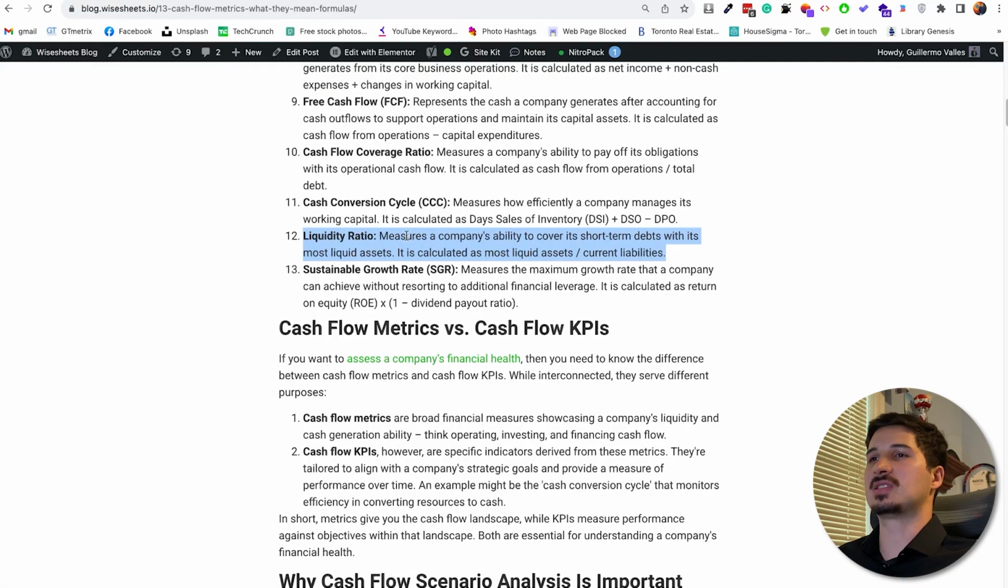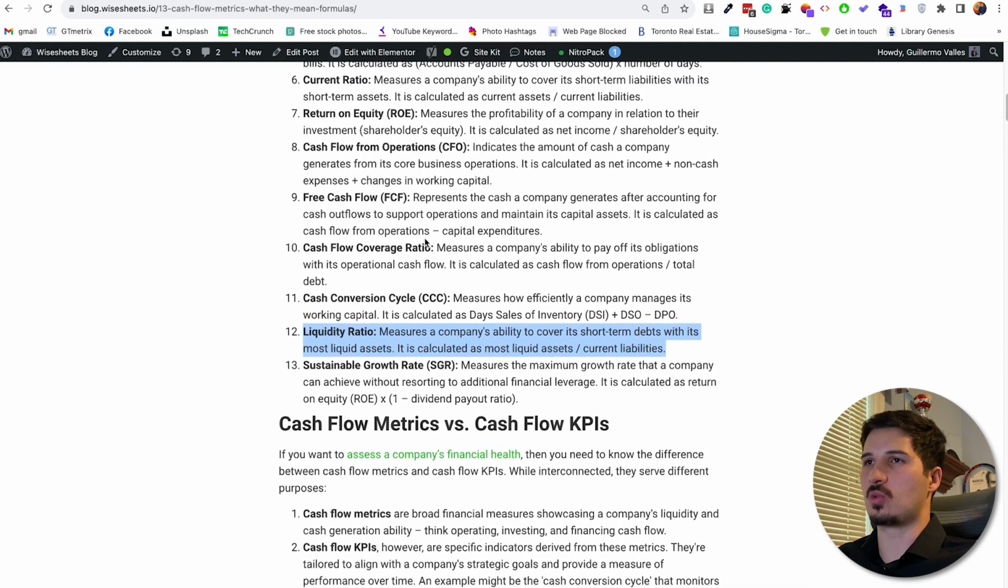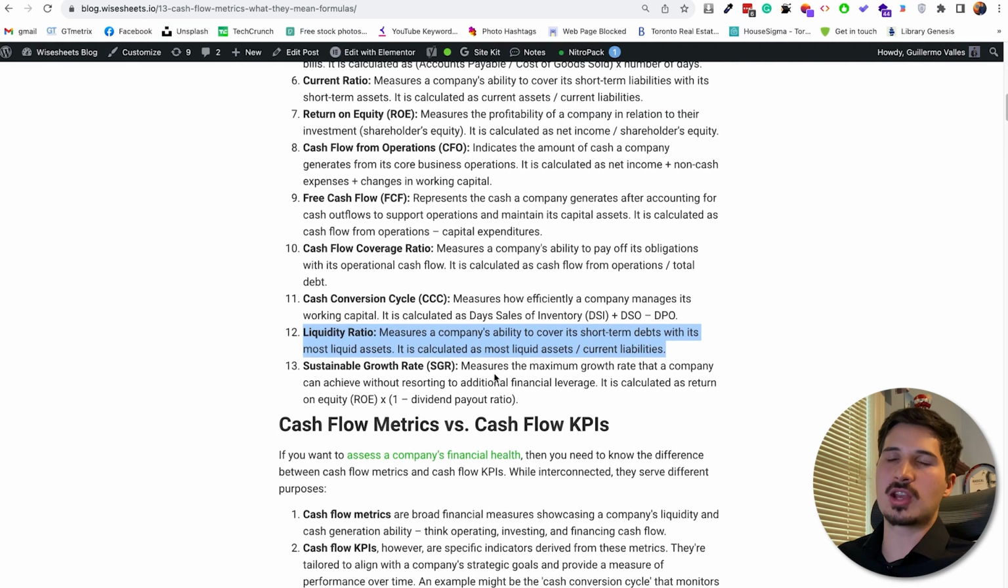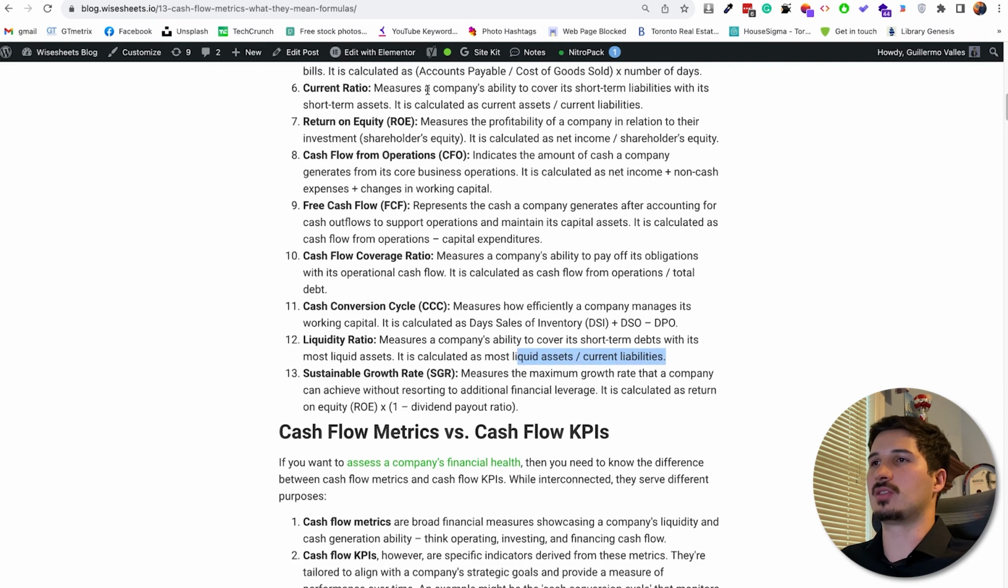The next one we have is this liquidity ratio right here, which is very similar to some of the other ratios that we already talked about, especially the current ratio. This is another measure for a company's ability to cover its debt with its liquid assets. So you basically take the most liquid assets of a company, which in some cases are like cash. That would be a really liquid asset because you can just use that money right away. You don't have to wait to be able to sell something that the company owns to get that money back. And then you divide it by the current liability. So this is kind of like a more conservative way of calculating the current ratio.